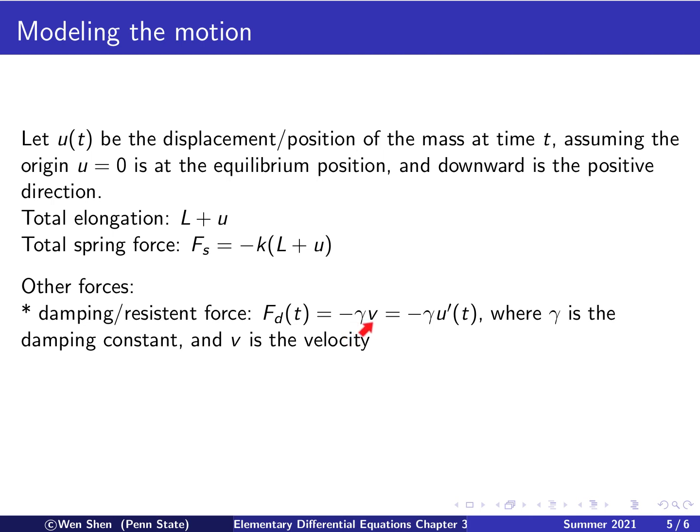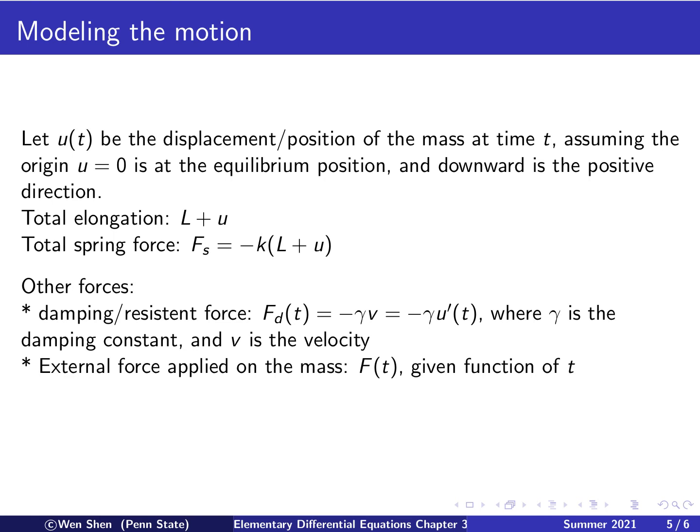which is multiplied on the v, so that the resistant force is proportional to the velocity, but in the opposite direction. And then we also know that the velocity is the derivative of the position or displacement. So it's u prime we can put in here. So we have F_d equal to negative gamma times u prime.